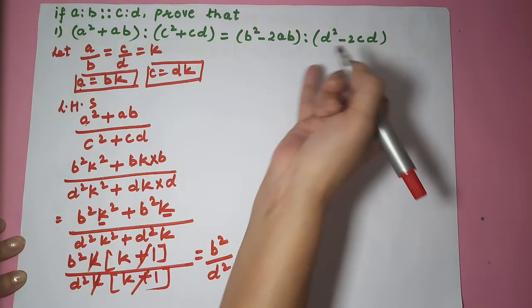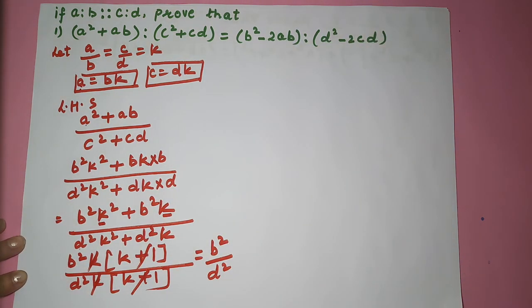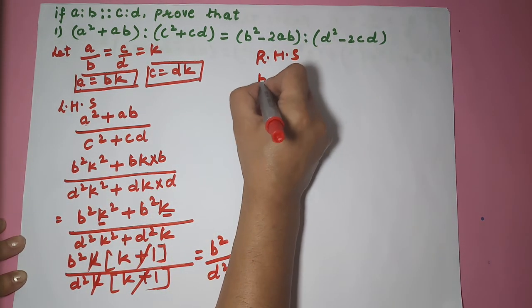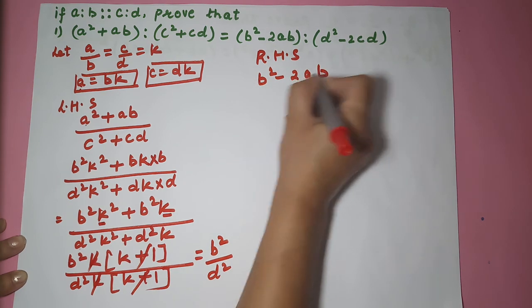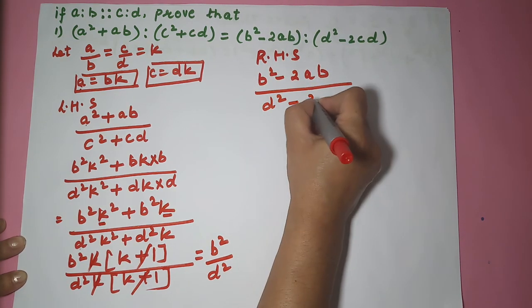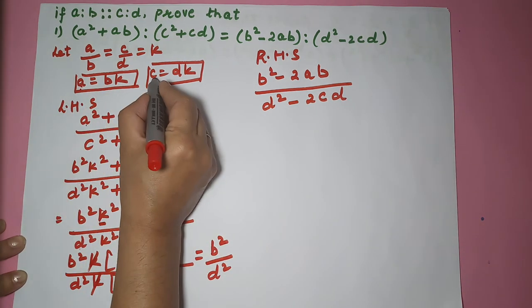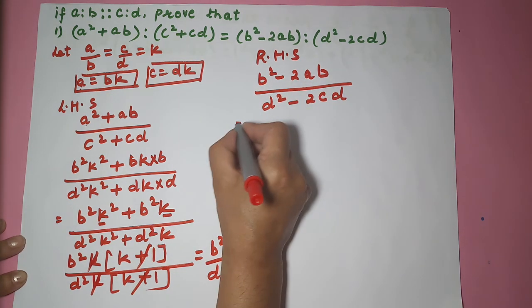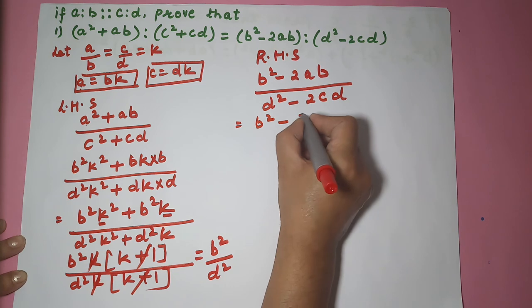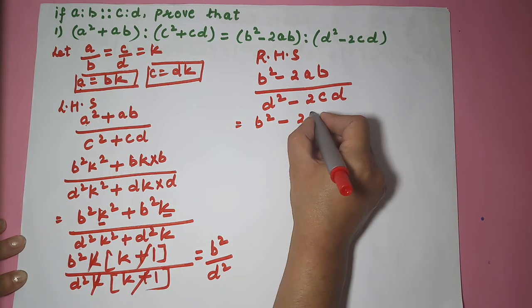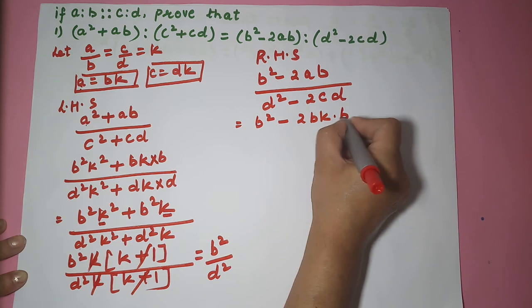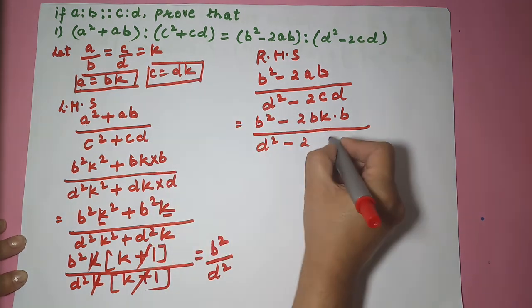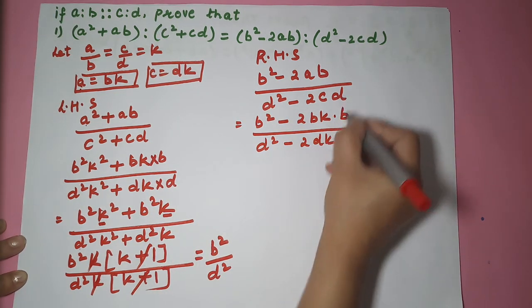Right? Let me check. I should get the same value while solving the right hand side also. Okay. Let me write the right hand side now. My right hand side is B square minus 2AB divided by D square minus 2CD. Remember, we have to only replace A and C. Rest all we have to write as it is. Now it is B square. We will write this as it is. Minus 2. A we will replace by BK into B. D square, I have to write it as it is, minus 2. C I can replace as DK into, there is one more D.